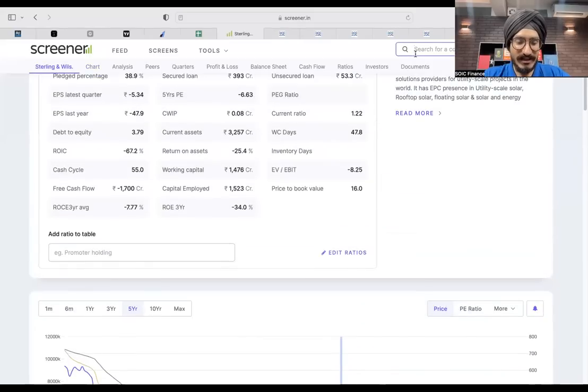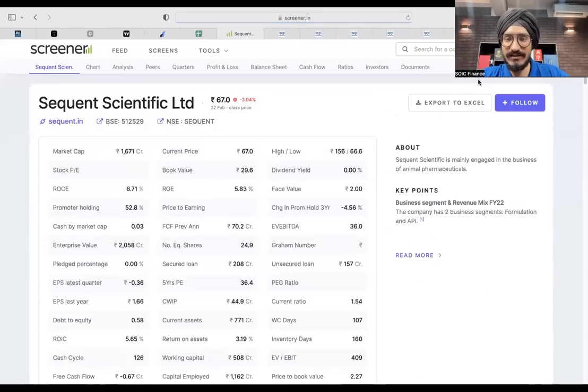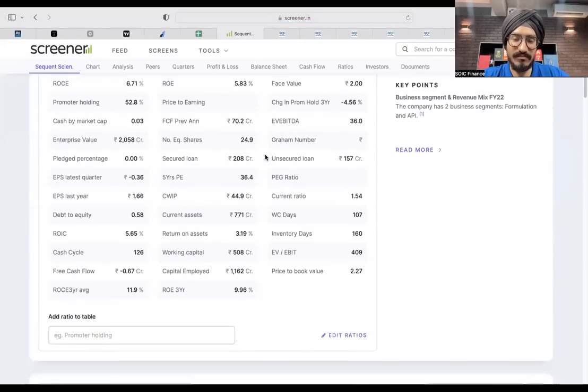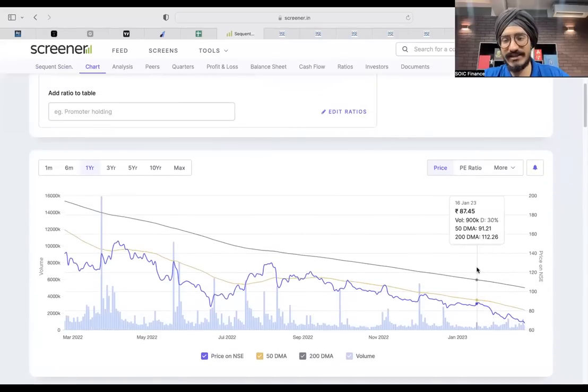On Sequent, I think I've already expressed my view multiple times now. In the case of Sequent, see, when there is a free fall, should we study it when there's a free fall or when the base forms? Everyone who attended the valuation webinar.